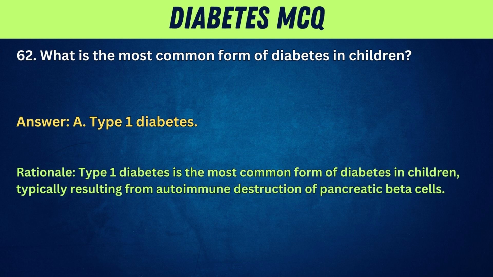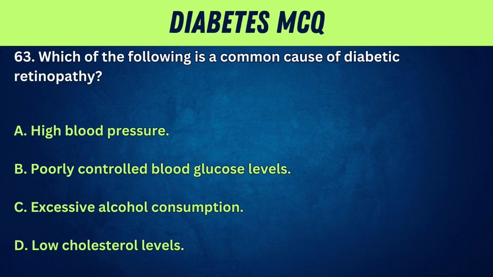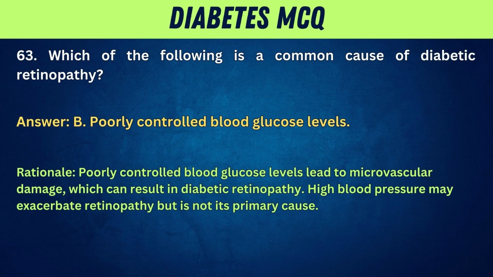63. Which of the following is a common cause of diabetic retinopathy? A. High blood pressure. B. Poorly controlled blood glucose levels. C. Excessive alcohol consumption. D. Low cholesterol levels. Answer: B. Poorly controlled blood glucose levels.